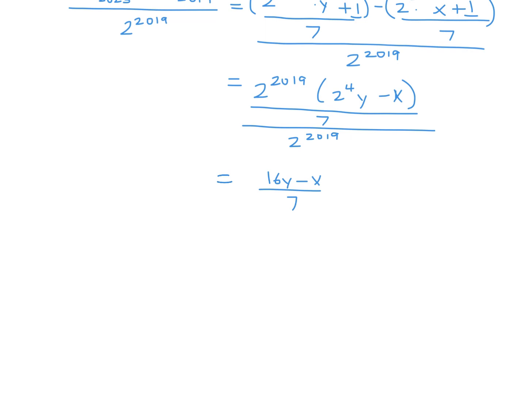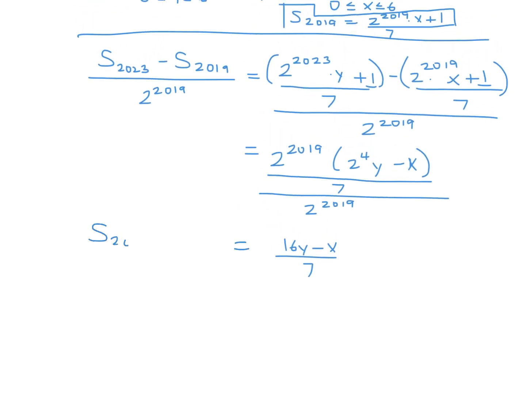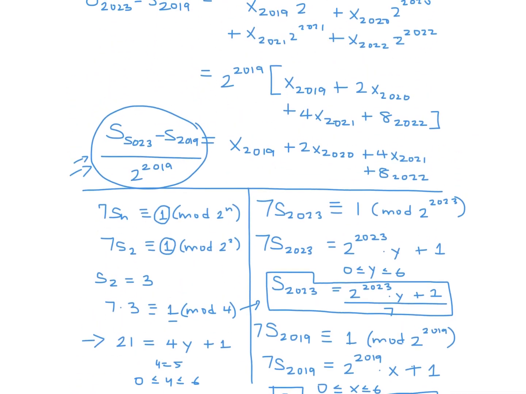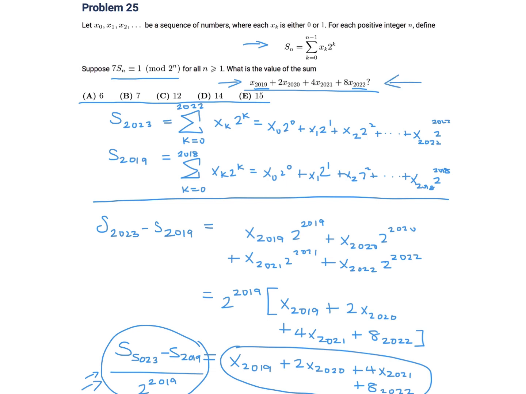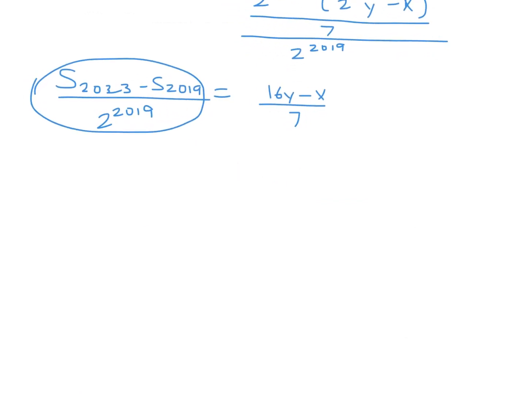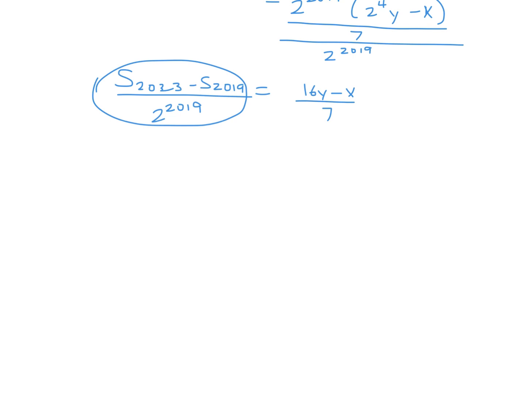And that is the big long song and dance. That is what this is: S2023 minus S2019 all over 2 to the power of 2019. And this guy is equivalent to this, which is basically what they wanted way up at the top. What is the value of that? So let's put that in there just in case we're wondering what we are doing. That is the same as x 2019 plus 2x 2020 plus 4x 2021 plus 8x 2022, and that's equal to 16y minus x over 7.